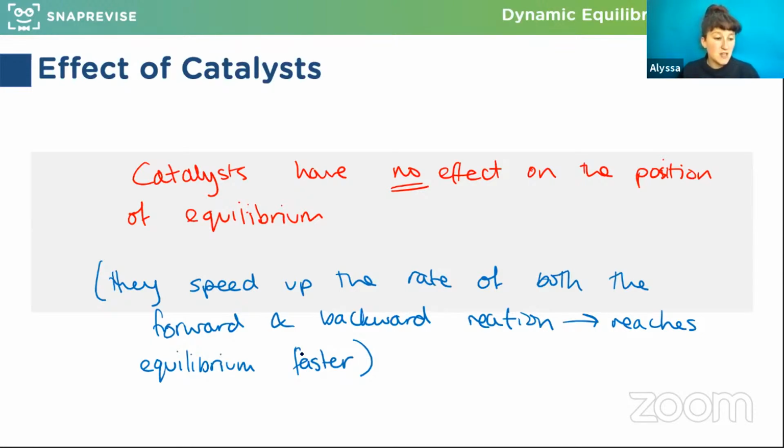Good. Lovely. And well done. Yes, they do. Catalysts do provide alternative pathways for the reaction with a lower activation energy. So that's very good. But the key point for this lesson anyway is that they have no effect on the position of equilibrium. They can't change where the equilibrium lies.